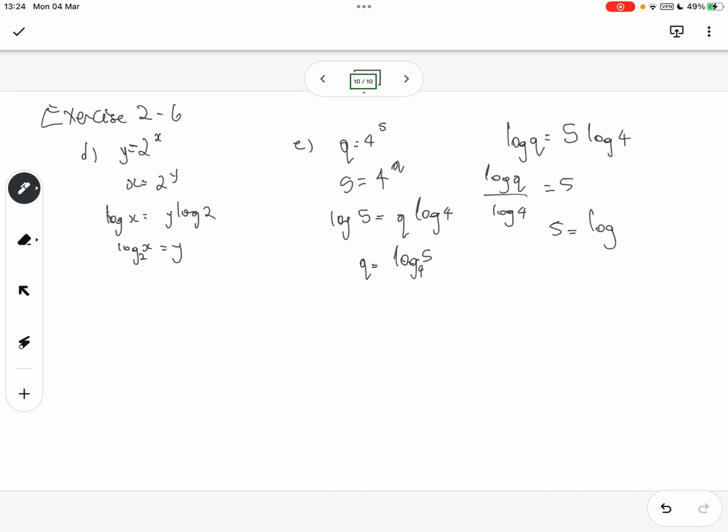Then 5 equals log q over log 4. So 5 is log q base 4, like that. Yeah, like that.